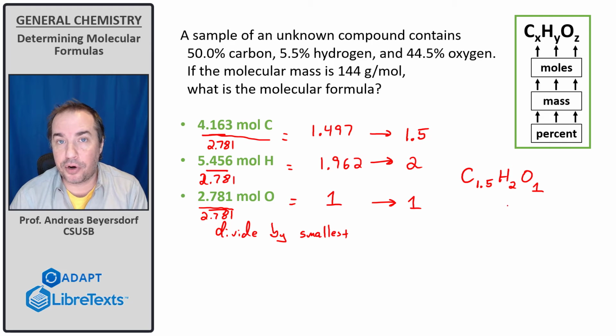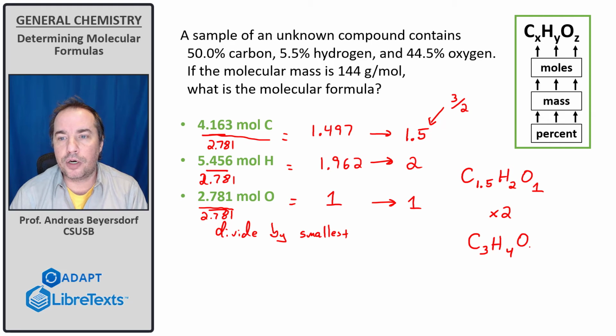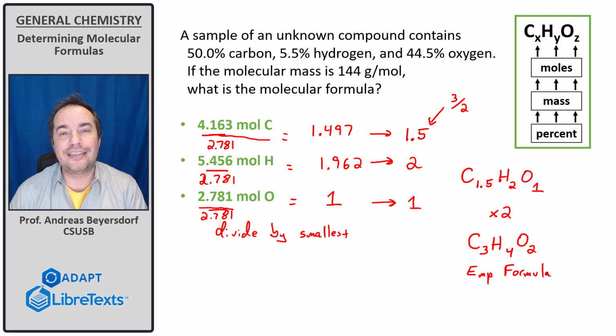But that's not a good empirical formula. Why? Because they have to be whole numbers. So what we need to do is realize that 1.5 is the same as 3 over 2. So what we're going to do is multiply all of these by 2 to get whole numbers. C3H4O2. That is our empirical formula. Remember, the empirical formula is the simplest whole number ratio of each one of the elements.